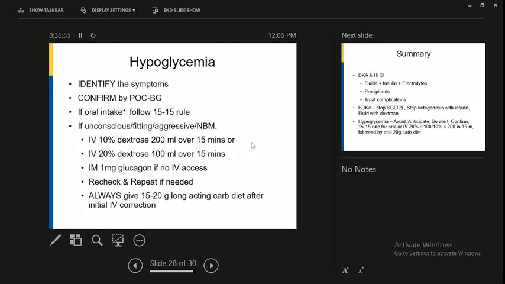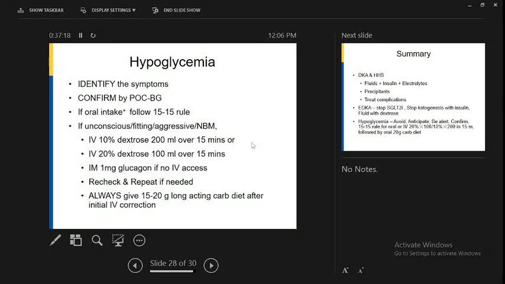If it's less than 70, and the patient can take orally, you have to follow the 15-15 rule. That is, 15 grams of carbohydrate has to be given, and after 15 minutes you have to check. 15 grams of carbohydrate usually consists of tea with 1 to 2 teaspoons of sugar, or 2 slices of bread, or 200 cc of milk.